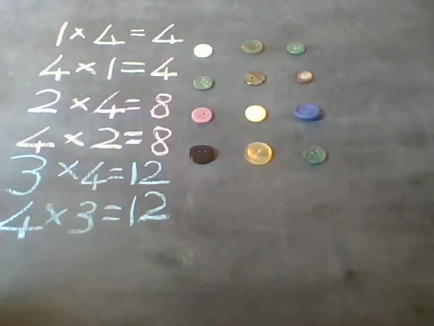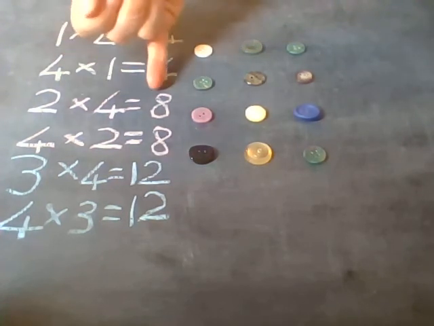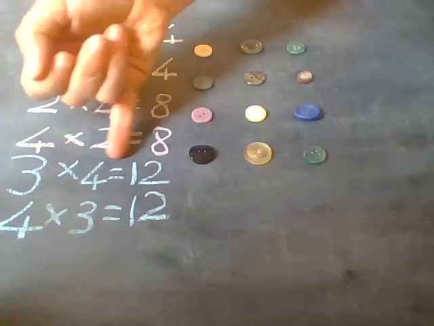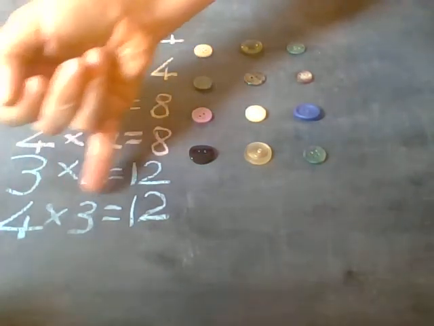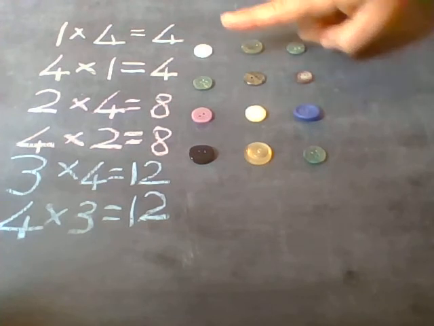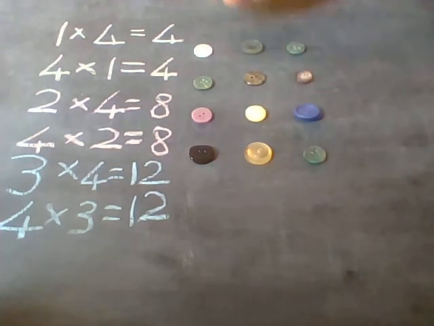Now, can you see a pattern here? We've got 1 times 4 is 4, but 4 times 1 is also 4. So it doesn't matter when you're timesing which way round these are. 2 times 4 is 8, and 4 times 2 is 8. 3 times 4 is 12. 4 times 3 is 12. You see the pattern? And it's just because we're counting them in different ways. We're looking at our array and counting them.